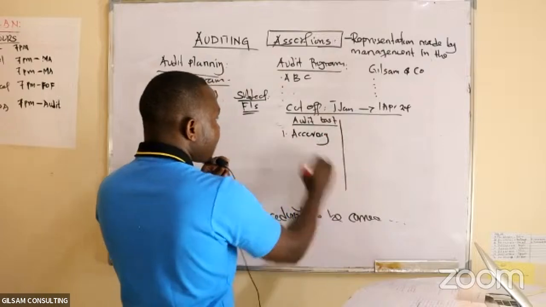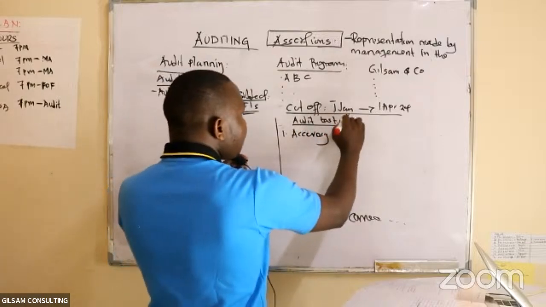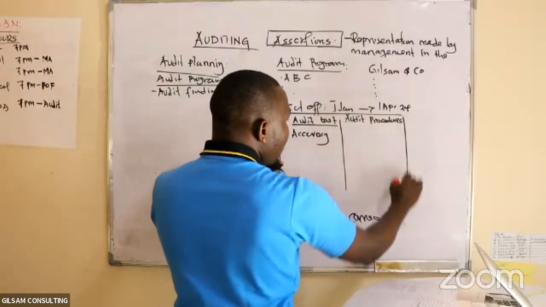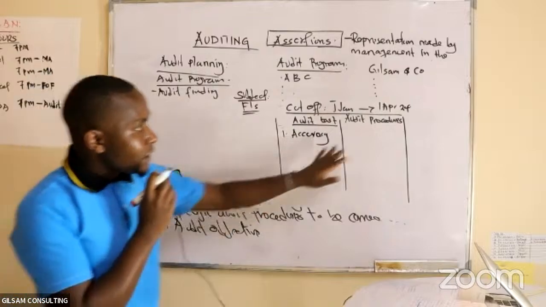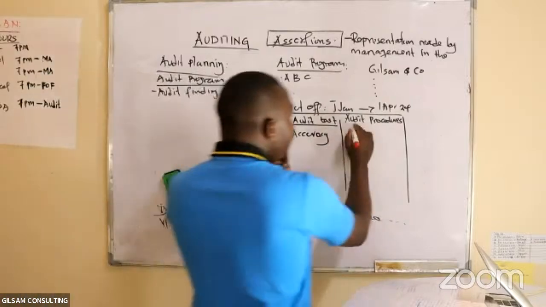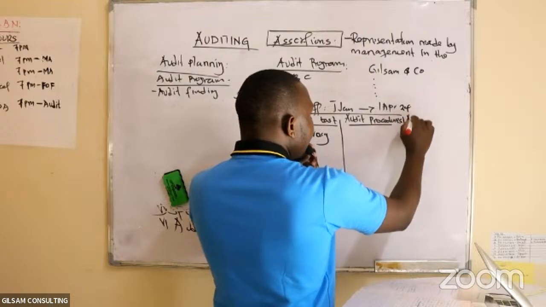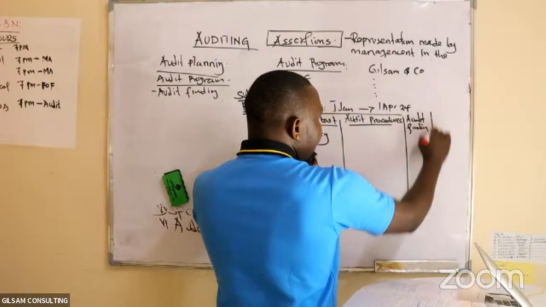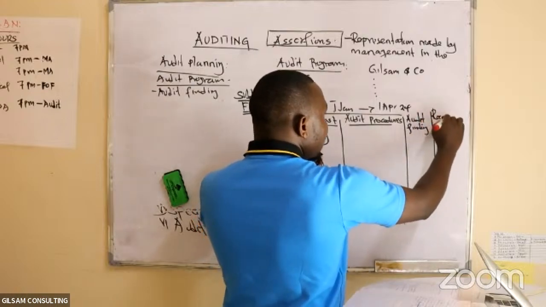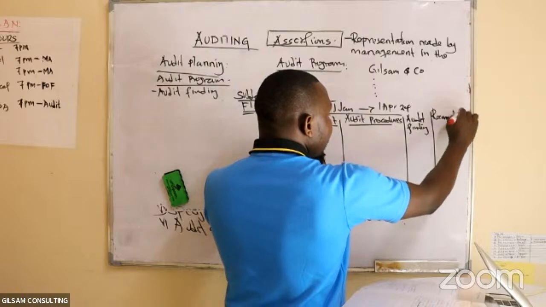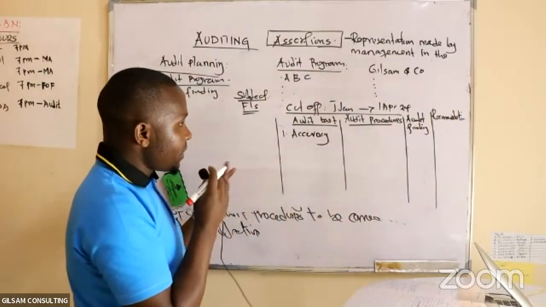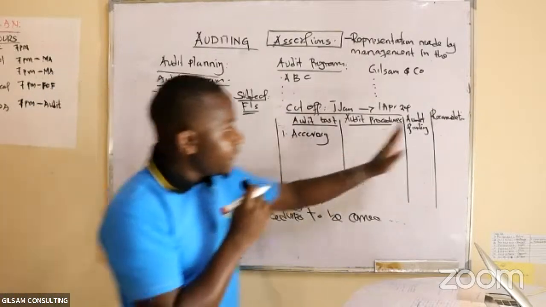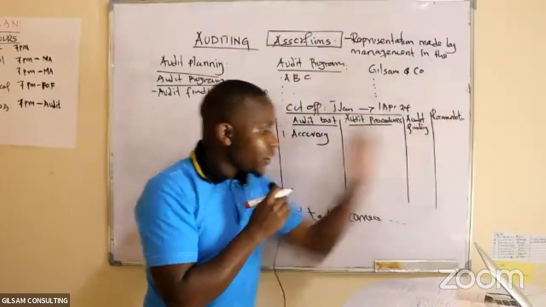So in this accuracy, you have to split it. Which audit procedures are we going to use? So you have to write the audit procedure. After writing the audit procedure, you have to write the audit finding, and then there you give the recommendation or observation. Maybe because of the space, you will give observation and the recommendation there.